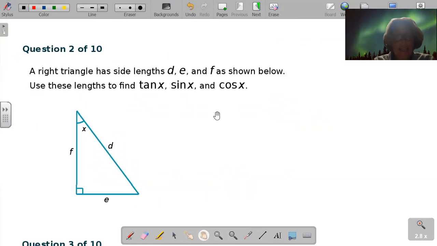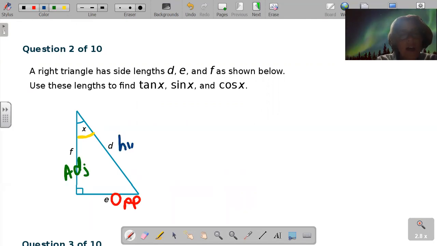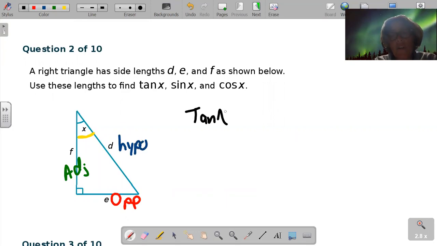Right triangle has side lengths. Now we're just doing this with variables, and we're finding the ratio of angle X. So from angle X, that would make E the opposite, F the adjacent, and D the hypotenuse. So the tan of X would be opposite over adjacent, and our opposite is E, and our adjacent is F.